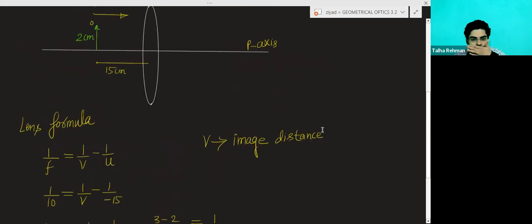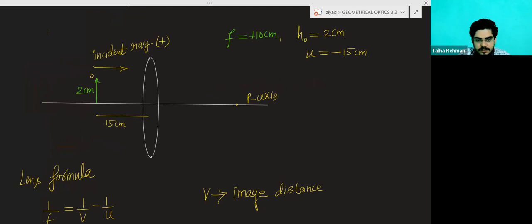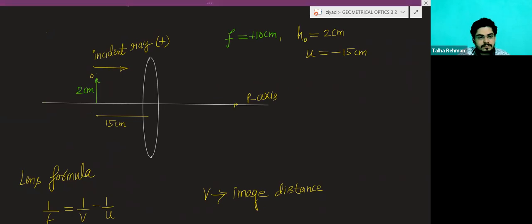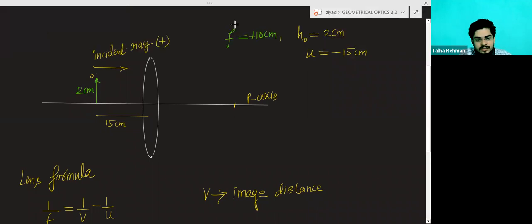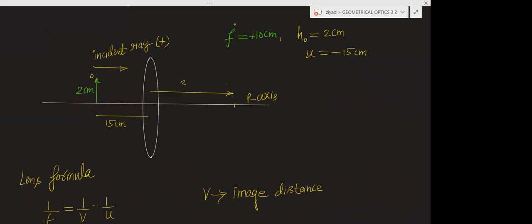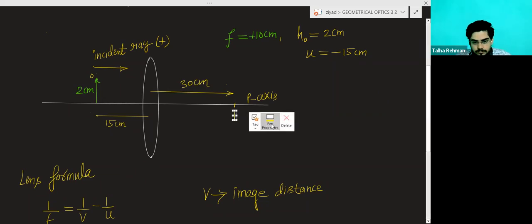Plus 30 centimeter means in this direction the image will form, somewhere here. Why am I saying here? Because you will measure this distance in this direction. 30 centimeter. This is the object, this will be the image. Somewhere here will be the image.